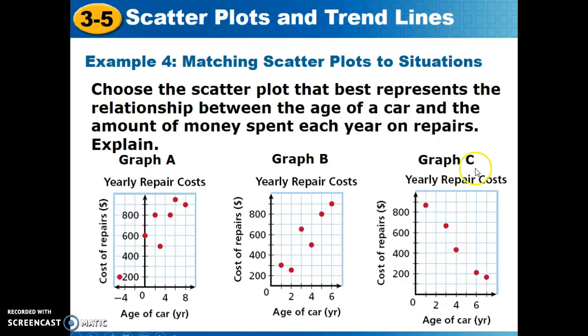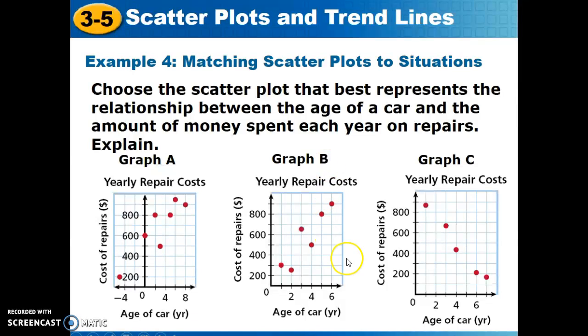Now let's match scatter plots to situations. Choose the one that best represents the relationship between the age of a car and the amount of money spent each year on repairs. Age of car. Well, -4 years old. What's going on there? Throw that one out. Look at this one. 0 years old up to 6 years old. The cost of repairs increasing as the car gets older. This graph says as the car gets older, the cost of repairs goes down. Well, that doesn't make any sense to me.